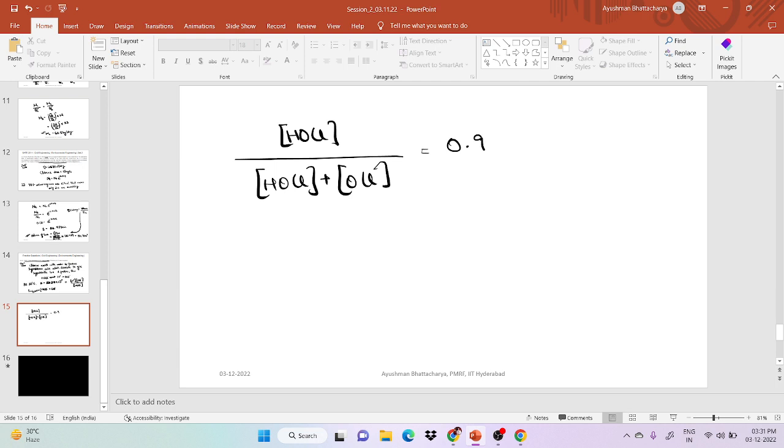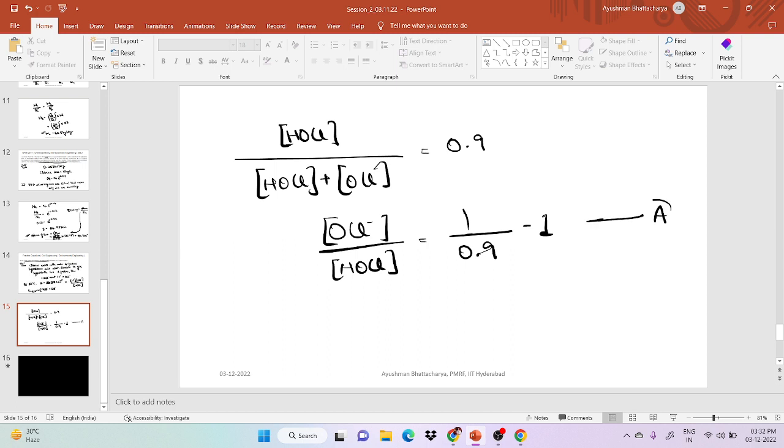So from here we can calculate OCl minus and HOCl. We can write it like that: OCl minus by HOCl is 1 upon 0.9 minus 1. So we divide numerator and denominator by HOCl, and you can get it in this form: 1 upon 0.9 minus 1. So this is our equation A.